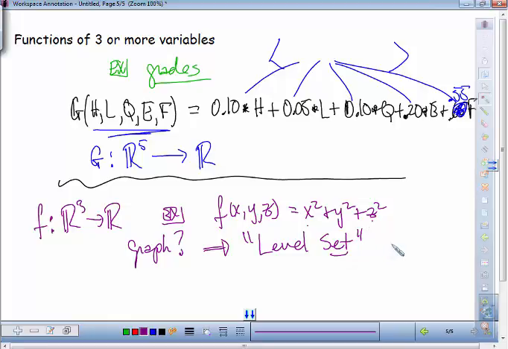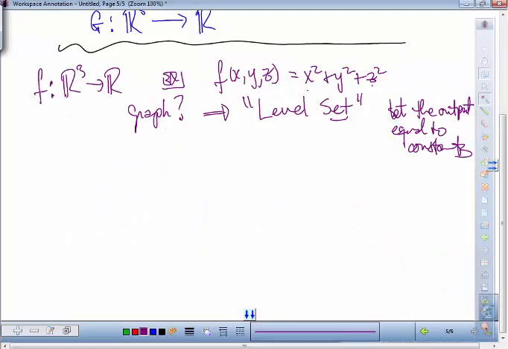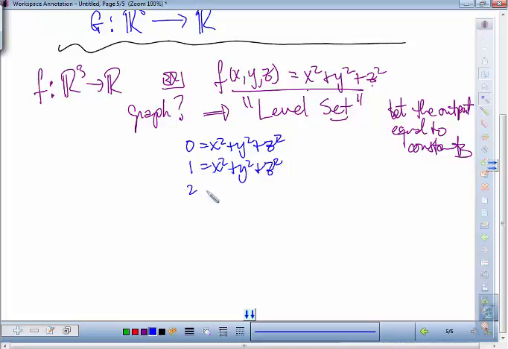So our level set is by letting the output equal some constants. And what do we get if we do that? For this particular function, if we let 0 equal x squared plus y squared plus z squared, if we let 1 equal x squared plus y squared plus z squared, and concentric, not only shells, what kind of shells are we looking at here? These are spheres.